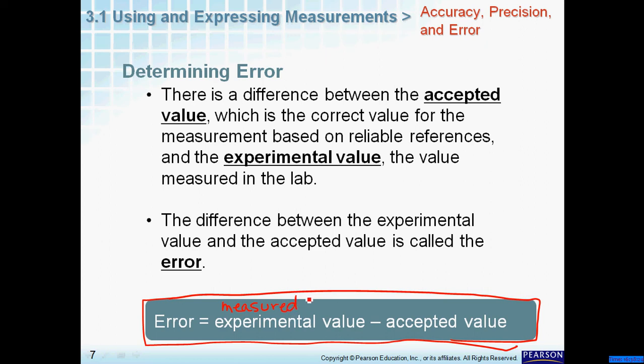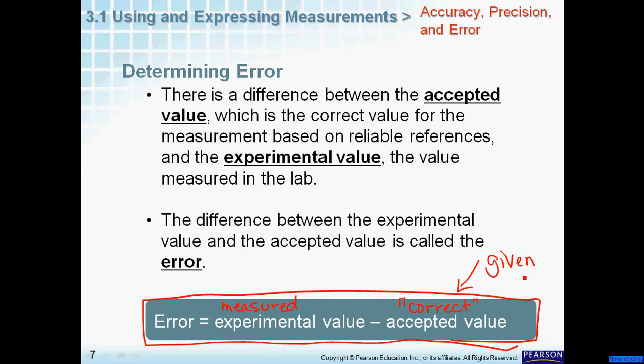We've measured this. And the accepted value is the quote-unquote correct, the correct or right answer. So this is always given to you. That's really important to remember. This will always be given to you in the problem, in the lab write-up, somehow this value will be told to you.